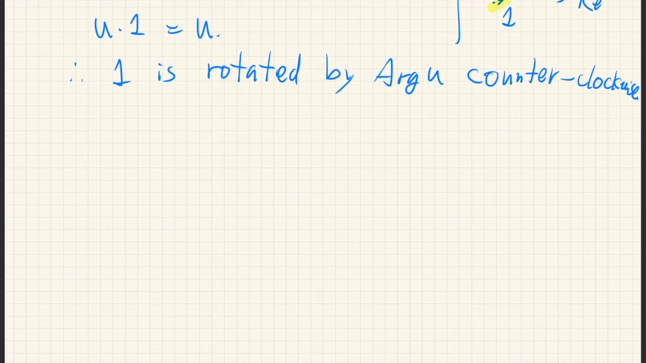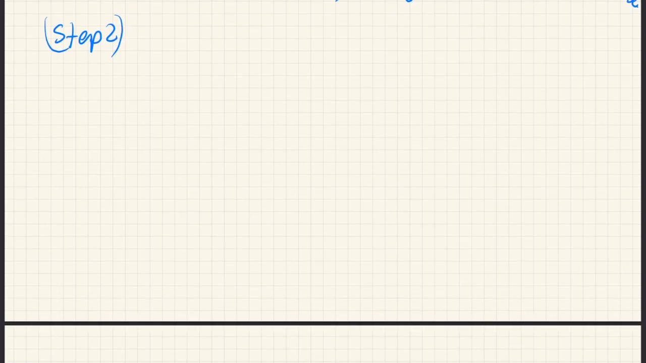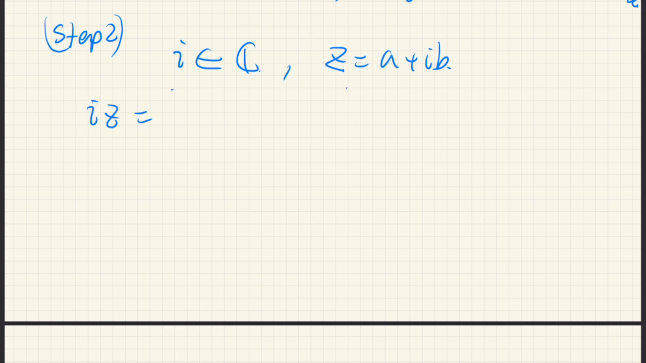And next, step 2. Now consider the imaginary unit i, and let z be any complex number a plus ib. Then consider the product between these two, iz, which is ia plus i squared b, but i squared is -1, so we have -b plus ia. So this is the result.